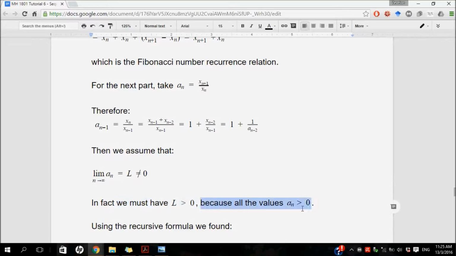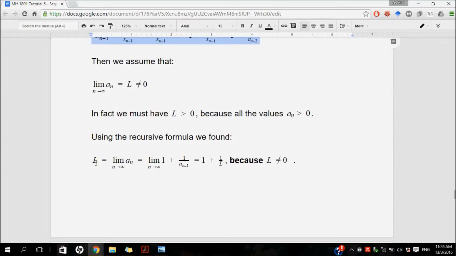because all the values of our sequence, the an's, are defined in terms of the sequence xn, and of course xn is always a positive number. Therefore the an's will always be positive, and our limit, seeing that it is non-zero, must also be a positive number. It is impossible for L to be negative in this case. So we will make use of the recursive formula which we have found in the previous part, the one that we just computed. We see that L equals this limit.